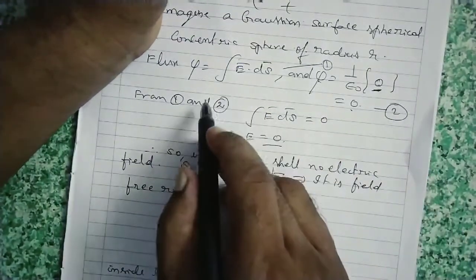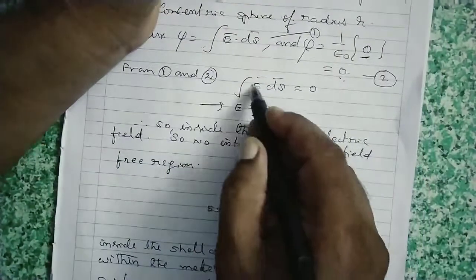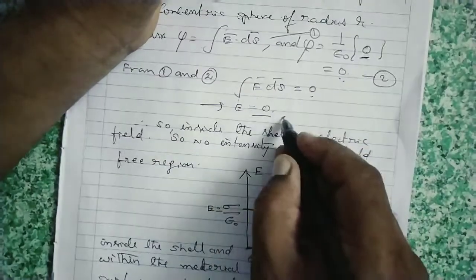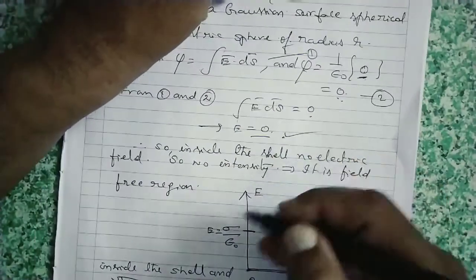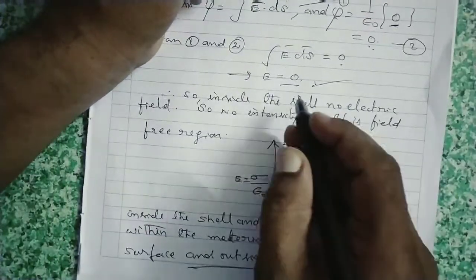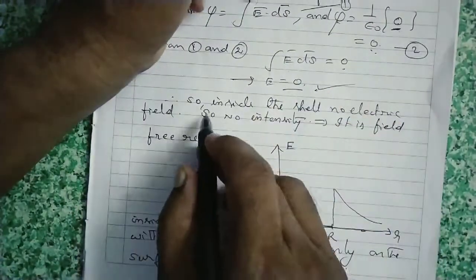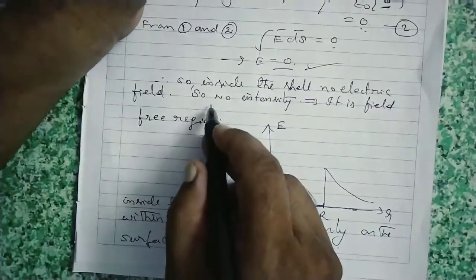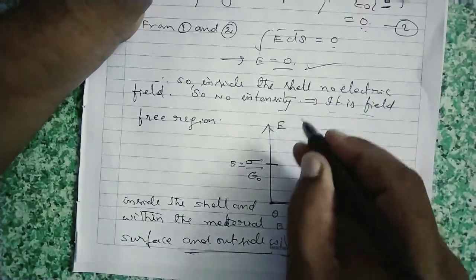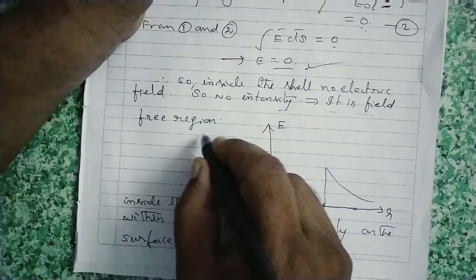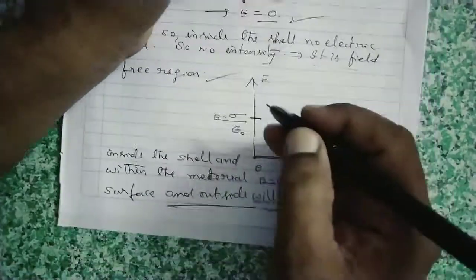Then if we equate both flux answers, integral E over ds is 0. That means E is equal to 0. In that way, electric field intensity is 0 at an inside point. So we understood that the electric field inside the shell will not exist. That's why inside the shell there is no electric field, no intensity, no field lines. Even field lines we cannot draw because the field is not there inside. It is called a field-free region.